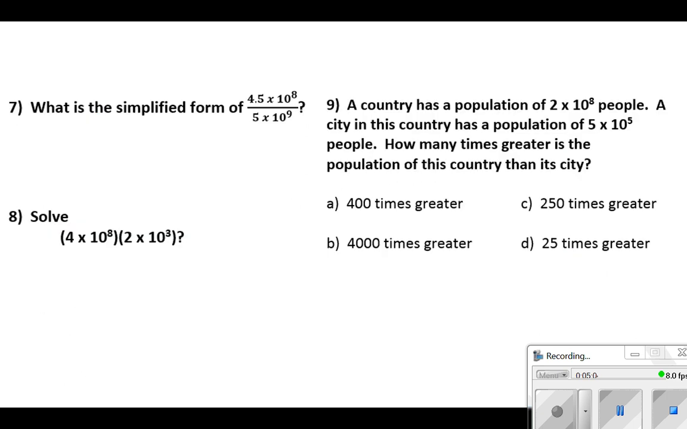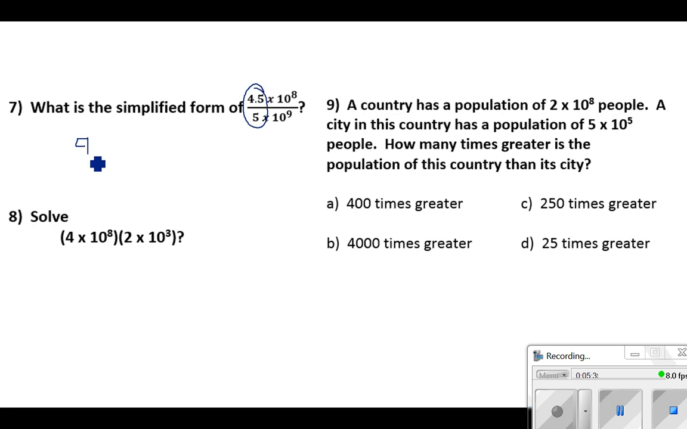Question number 7. What is the simplified form of 4.5 times 10 to the 8th power divided by 5 times 10 to the 9th power? You will look in your notes, you have a strategy to solve this. You should not be changing anything to standard form. You should not be trying to punch all of this into your calculator. You should be using the strategy we gave, which was to divide the numbers.